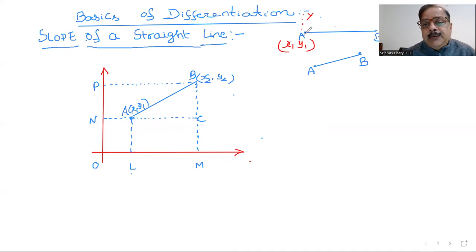Then what is happening now? A has a coordinate of x1. I am going straight towards B. B will also have the same y coordinate because I am going parallel to the x-axis. But the x coordinate may change: x2, y1 will come. So the y coordinate remains the same. So now what is the height difference? Height means y coordinate difference.